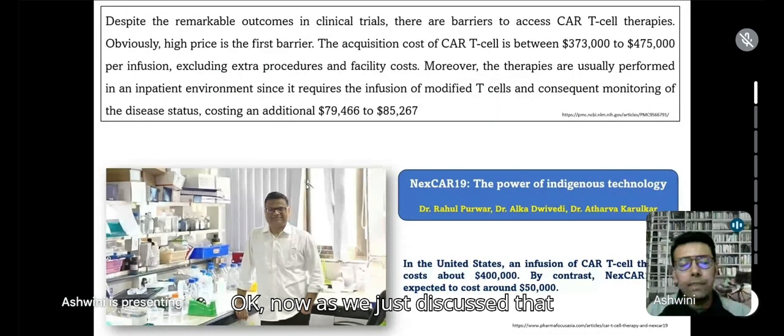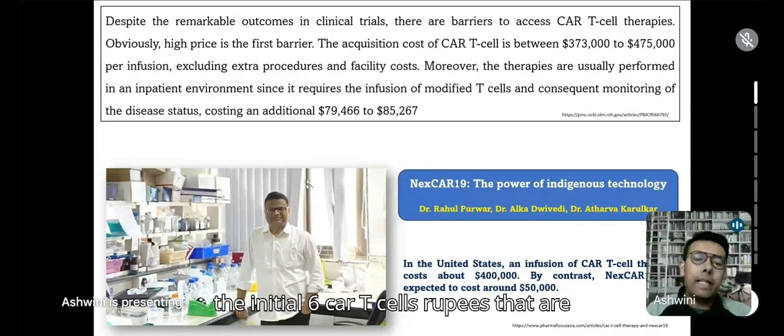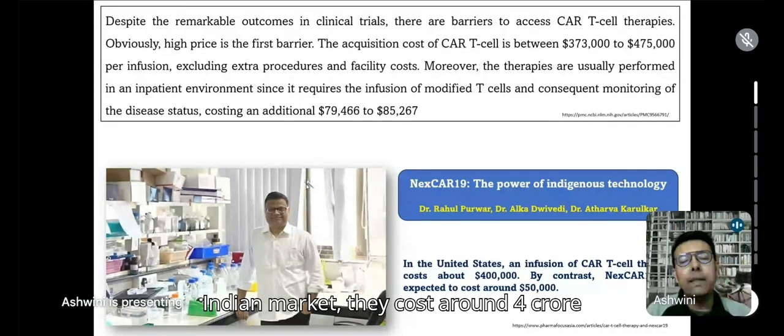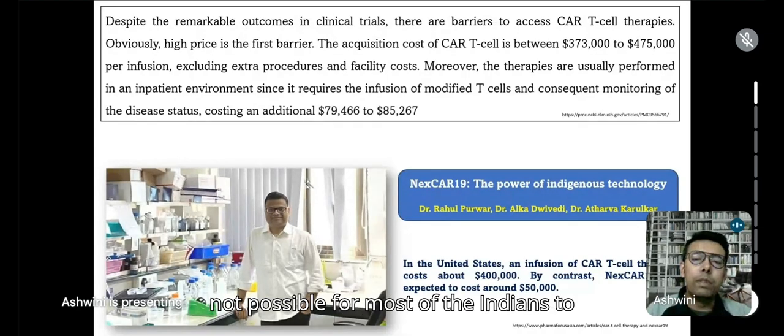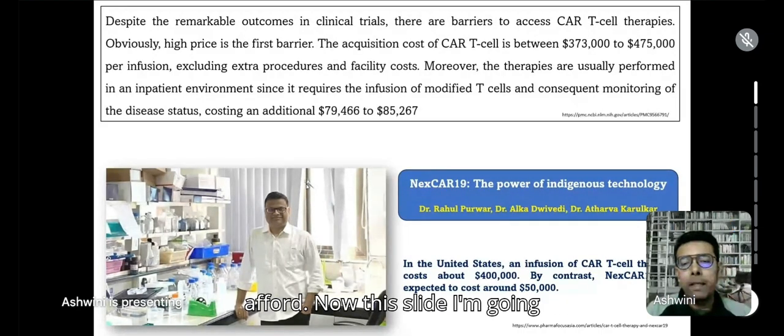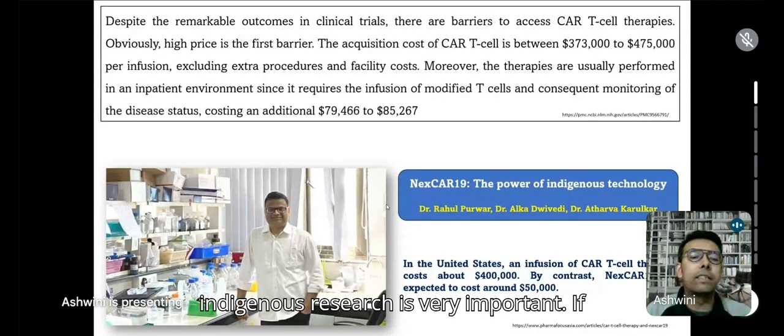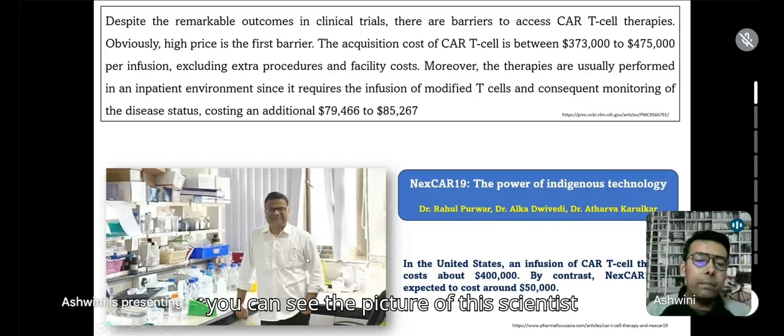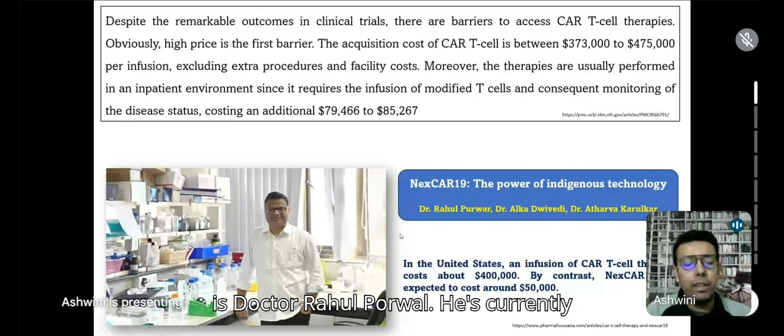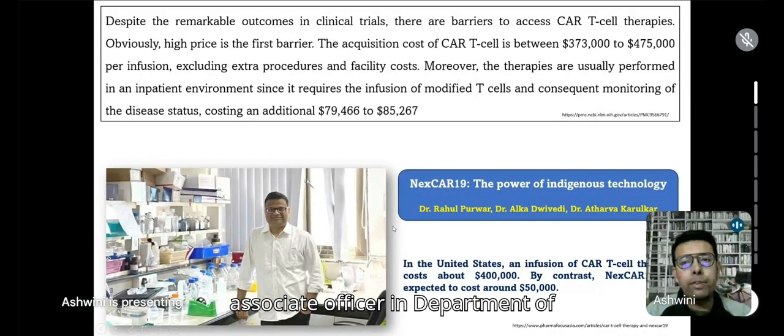Okay. Now, as we just discussed, the initial 6 CAR T cell therapies that are there in the market, obviously not in the Indian market, cost around 4 crore of rupees for single infusion, which was not possible for most of the Indians to afford. Now, this slide I'm going to share is one of my most favorite stories, which is a very beautiful example of why indigenous research is very important. If you can see the picture of this scientist, he's Dr. Rahul Purwar. He's currently associate professor in the Department of Bioengineering at IIT Bombay.